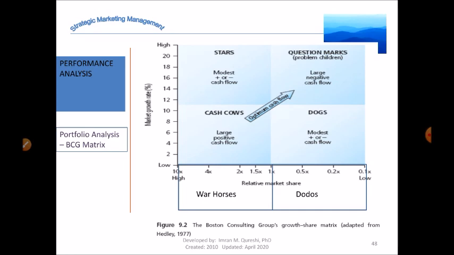I'm just giving an overview here that you have these different quadrants, which are stars, question marks, cash cows, dogs, and the two that have been added, which are war horses and dodos. These have been added in consideration of the fact that you can have a negative market growth rate as well, due to recession, due to decreasing market share, due to customers moving on to other products, or any issues that might happen in the market. So these are two quadrants that are there, which is war horses and dodos.